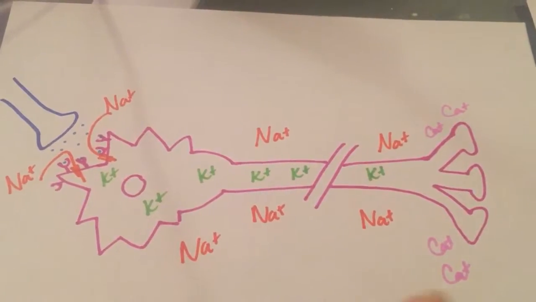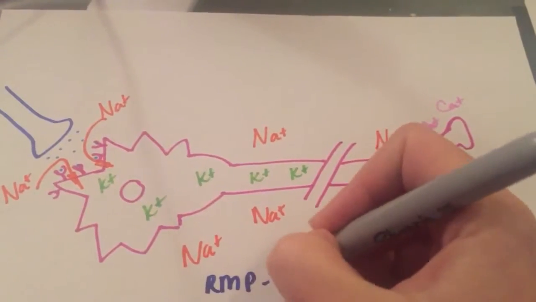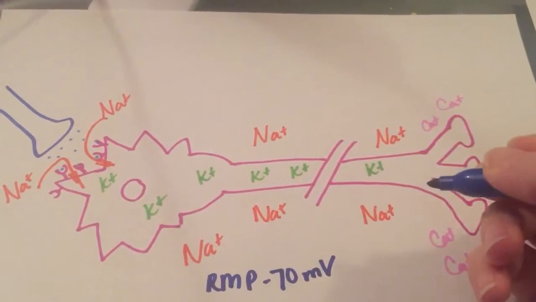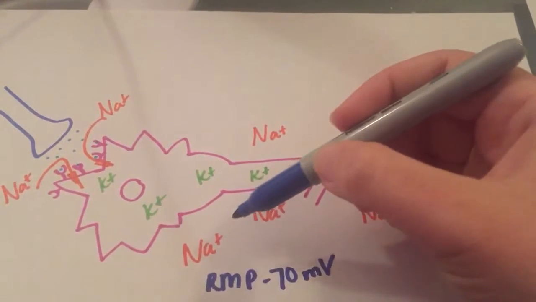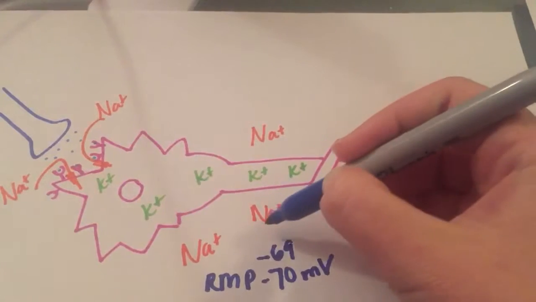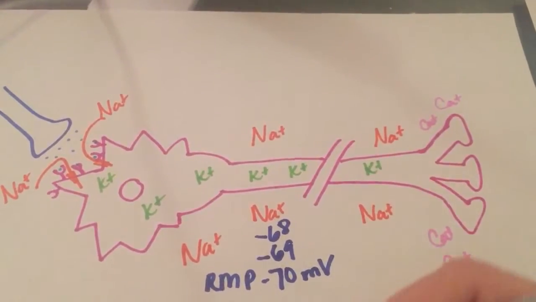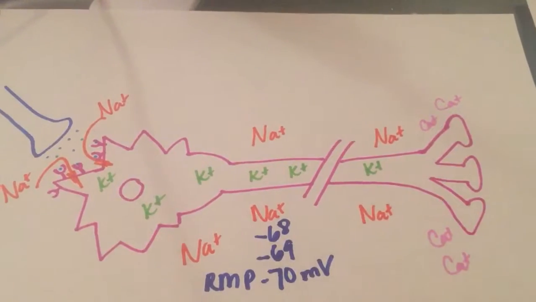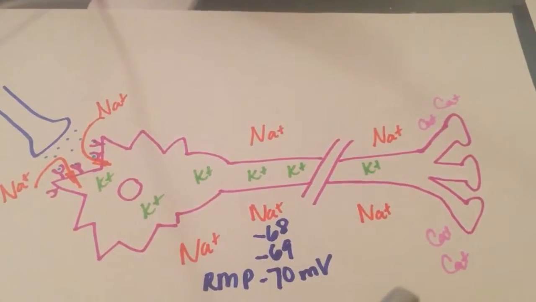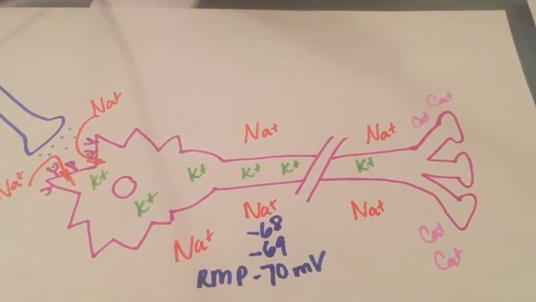The resting membrane potential is normally at negative 70 millivolts. With the addition of the positive charge from the sodium, though, this number increases to like negative 69, negative 68, and it can just keep going up and up and up. Or if inhibitory stimuli occurs and opens up negative ion channels, it can bring this number back down to negative 70 or even lower than negative 70.